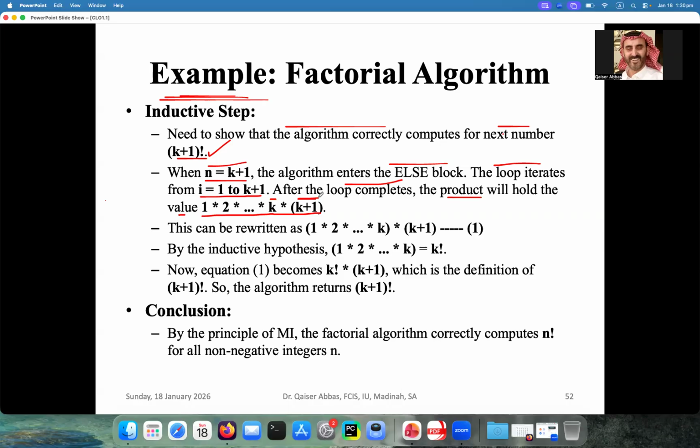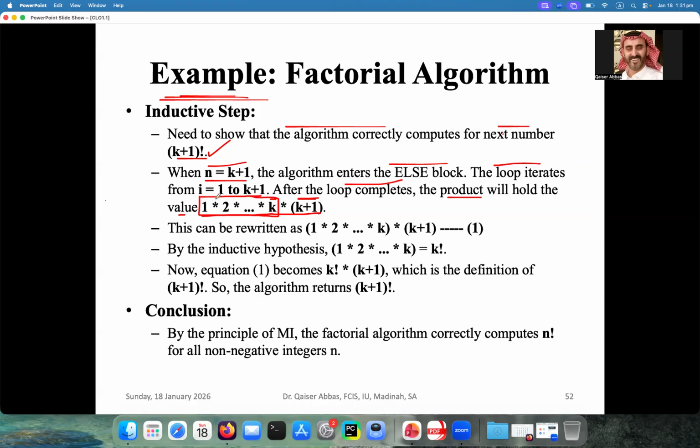Now this thing that you are seeing, 1, 2, and so on up to k, you already calculated in the previous step. You already assumed that this is true. If you give n is equal to k, it will give you k factorial. You already assumed that the algorithm will give you the result correctly. You already assumed that in the previous step. That was your assumption.